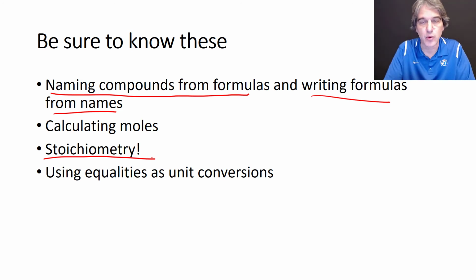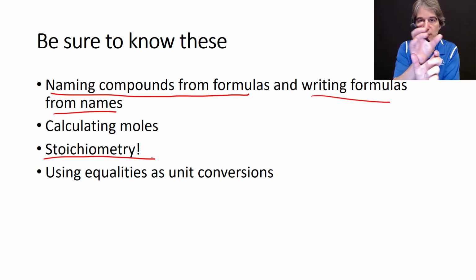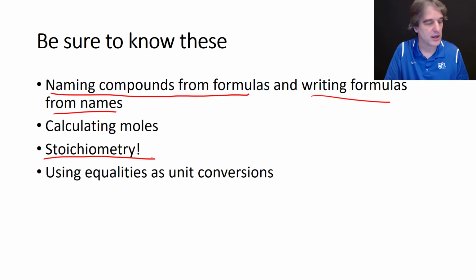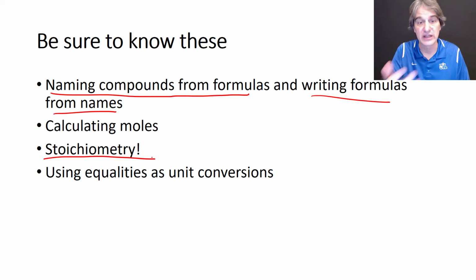And also using equalities as conversion factors. Anything where you have one thing equal to another thing, that's a conversion factor. You can put whichever one on top of the fraction you need in order to make your units work out. But a lot of chemistry, it seems, is unit conversions. So make sure your students get a lot of practice with unit conversions.